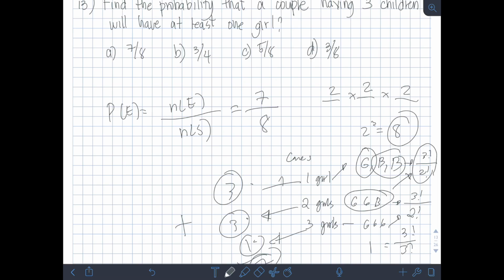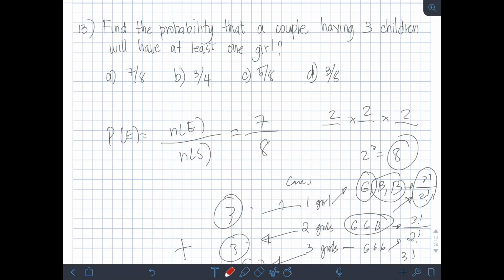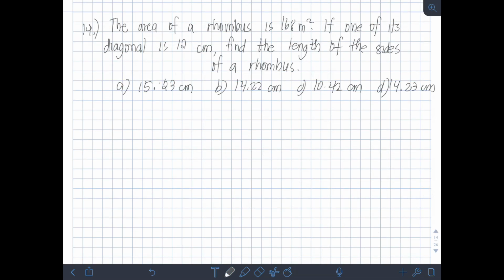Kasi 8 yung sample space na nakuha natin, or 2 cubed. So therefore, our answer is 7 over 8. Okay, letter A. The area of a rhombus is 168 square meter. If one of its diagonal is 12 centimeter, find the length of the sides of a rhombus.